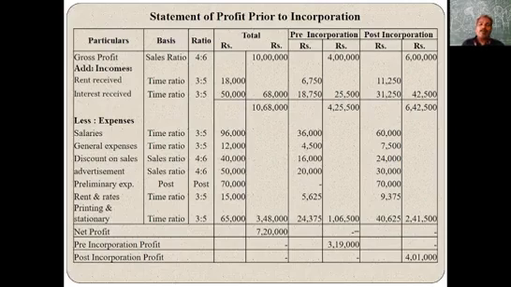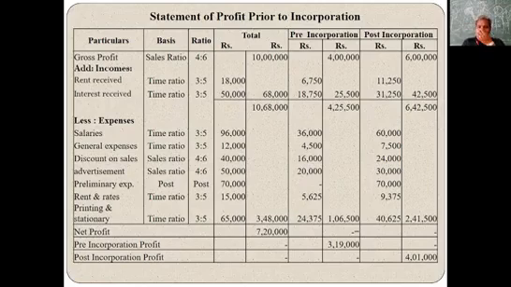So we have posted all the expenses. Then we add all the expenses in the total, pre-incorporation and post-incorporation columns respectively. Total expenses are 3,48,000, which should be deducted from total income. We get 7,20,000 as net profit. Then for pre-incorporation, expenses of 1,06,500 are deducted from 4,25,500. We get 3,19,000. That amount is called pre-incorporation profit, profit prior to incorporation, or capital profit.